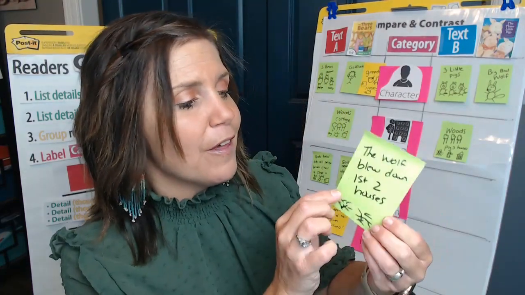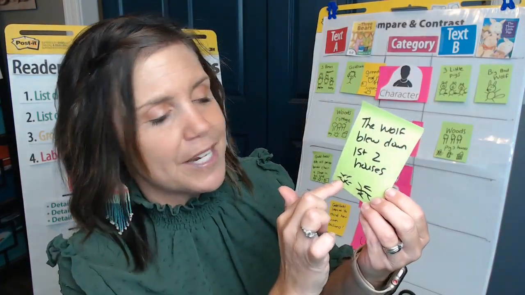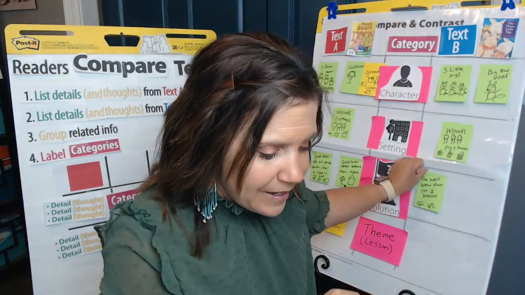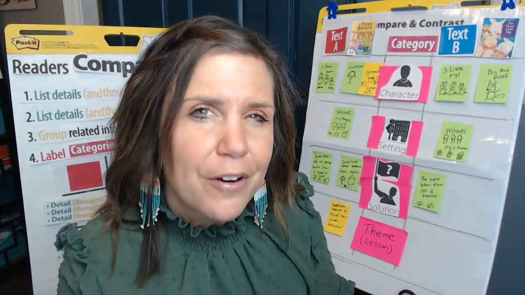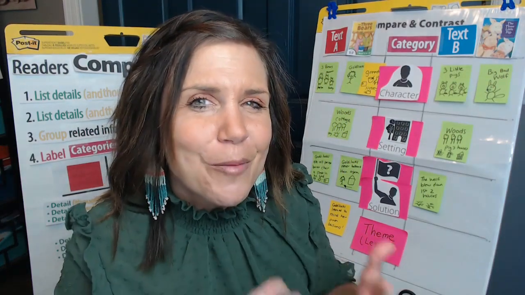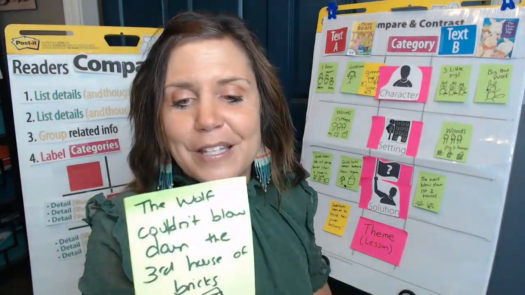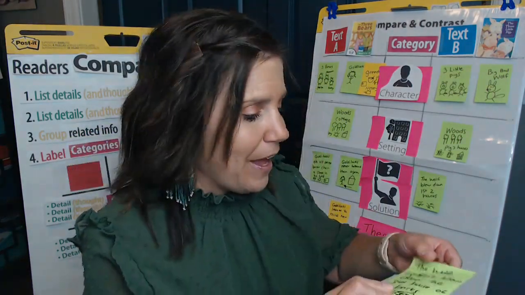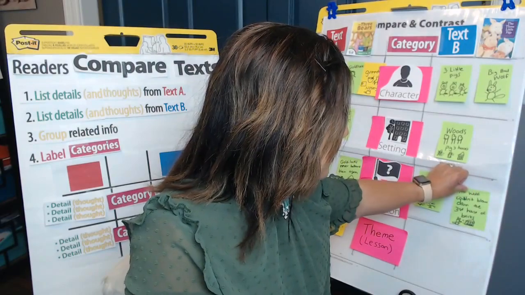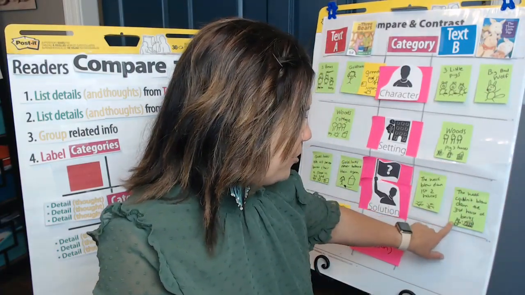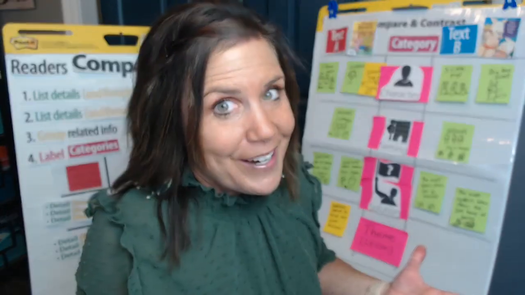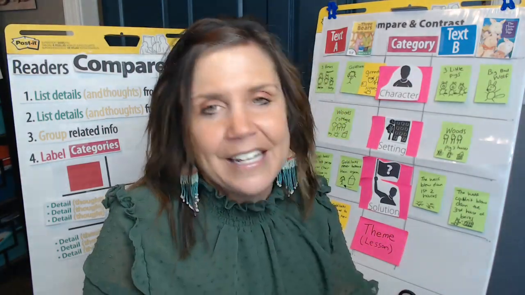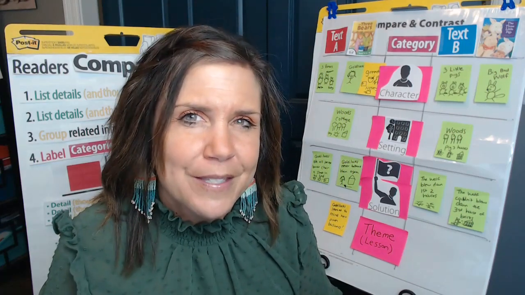He blew down the first two houses, the house of sticks and the house of straw, right? He blew down their houses. And then could he blow down the third house? So that's sort of part of the solution, right? They all went to the house of bricks because the wolf could not blow down the house of bricks. He couldn't blow down the third house. He tried, he huffed and he puffed, but he couldn't do it, could he? Great job. Okay, what theme or lesson do you think the wolf learned from this?